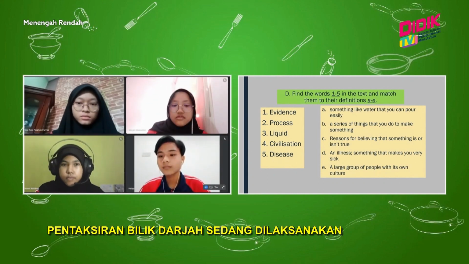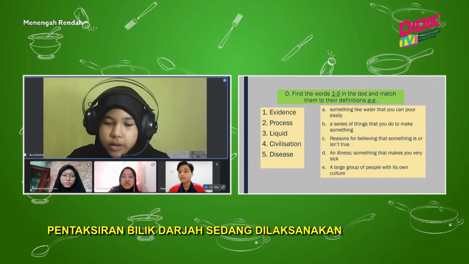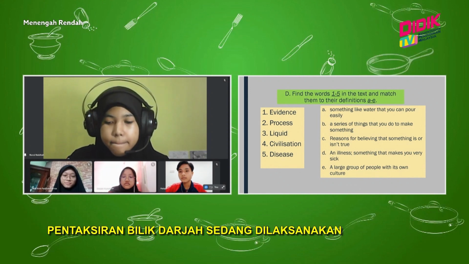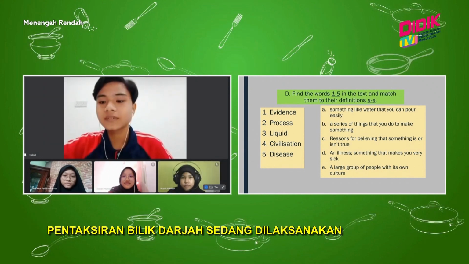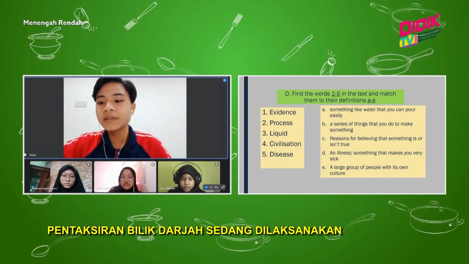All right, let's go to the fourth one, civilization. Why don't we have Nabiha? Number 4, civilization. E, a large group of people with its own culture. Okay. What is the answer again, Nabiha? E. Okay. Civilization, a large group of people with its own culture. And last one, disease. It will be Haika, right? The answer is D. An illness, something that makes you very sick. Okay. Disease, an illness, something that makes you very sick. Okay, well done. Good job, everybody.